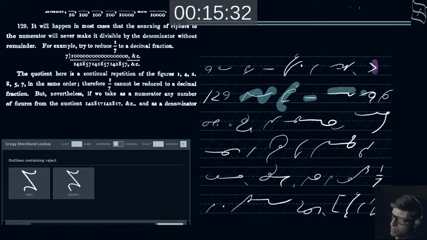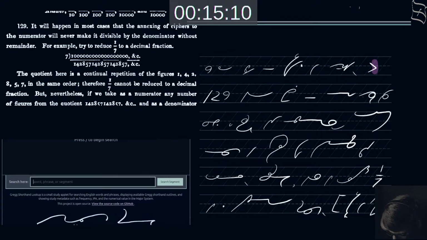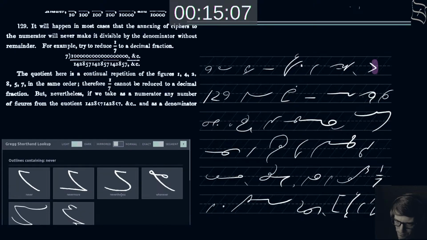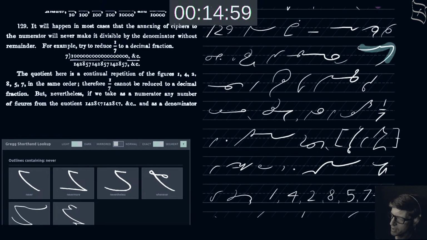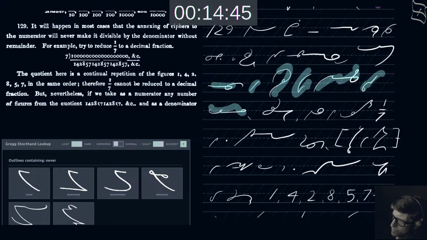It will happen in most cases that the annexing of ciphers to the numerator will never, and never does not contain an E, it's just in V, we check that out, there we go, will never make it divisible by the denominator without remainder. For example, try to, let me check try.